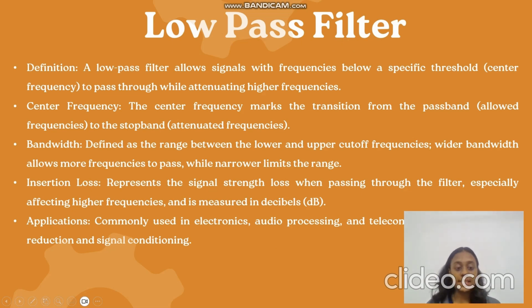A low-pass filter allows a signal with frequency below a certain threshold, called the cutoff or center frequency, to pass through while attenuating higher frequency. It's often used for noise reduction and signal conditioning. This filter's bandwidth controls how many frequencies it can pass, and insertion loss tells how much signal power is lost during the filtering. Low-pass filters are widely used in audio, communication, and many other electronic systems.